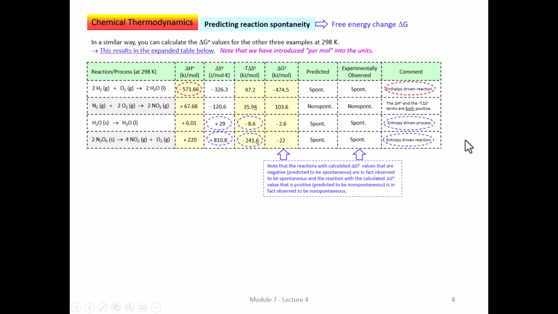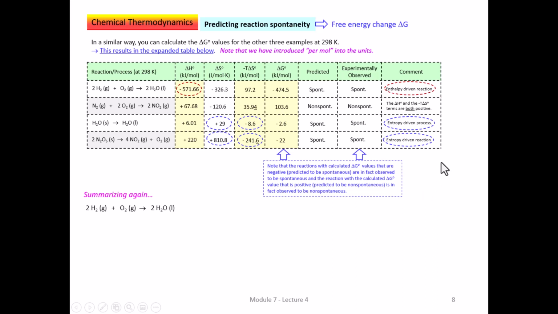So you want to note here that the reactions with calculated delta G values that are negative, these 3 here, are in fact observed to be spontaneous, and the reaction with the calculated delta G value that's positive, this one here, predicted to be non-spontaneous, is in fact observed to be non-spontaneous.